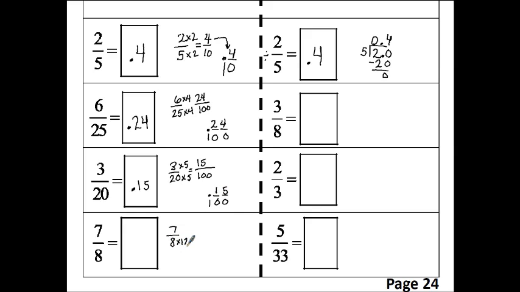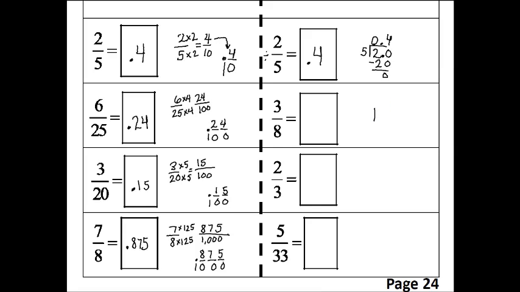7/8 is a little bit more difficult, but if you want to use this method, 8 times 125 is 1,000, and 7 times 125 is going to end up giving us 875. So if I have 875 thousandths, I can go out to the thousandths place, and the 5, or the last number, will end up in the thousandths place. So we get 0.875, or 875 thousandths.